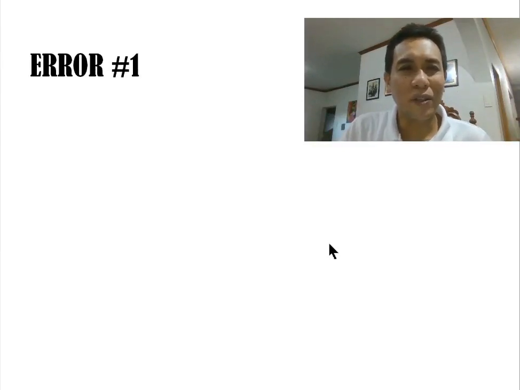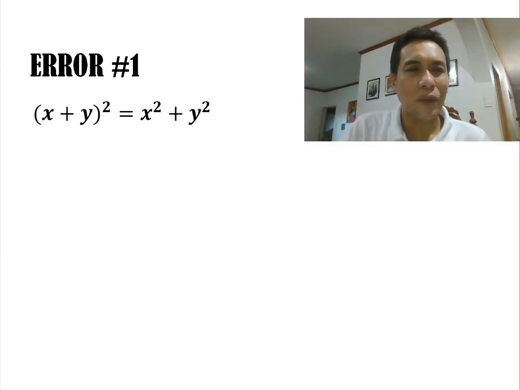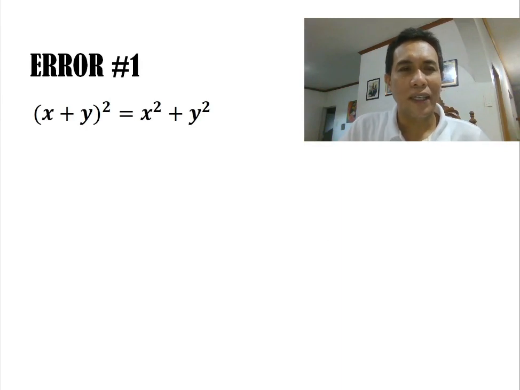Okay, let's go to error number 1. Quantity x plus y, quantity squared, is equal to x squared plus y squared. Do you think this is correct? Okay, it's wrong. Why? First, we are going to examine how the students arrive at this particular answer. Maybe he applied the laws of exponent.